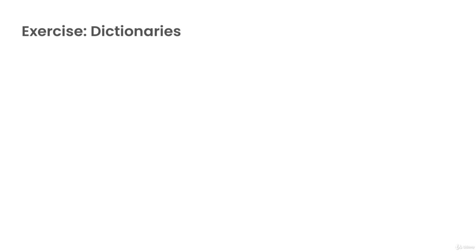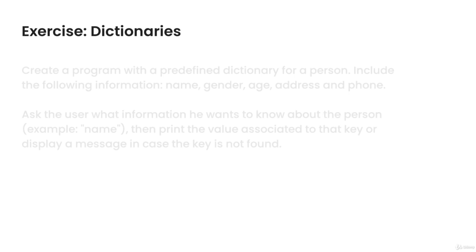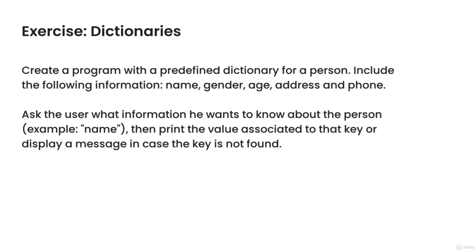Hello, let's do an exercise using dictionaries. Create a program with a predefined dictionary for a person. Include the following information about the person: name, gender, age, address, and phone. So like we did last time, you're going to start your program by creating a dictionary, and then you're going to add those properties and some values as an example. Then ask the user what information he wants to know about the person and print the value.